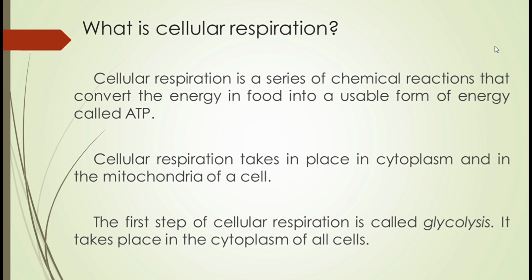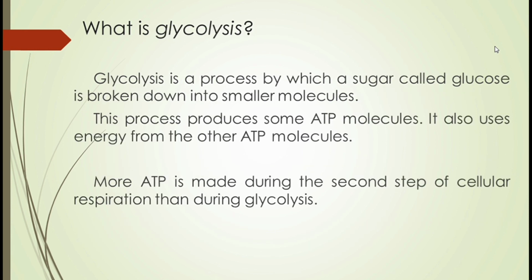The first step of cellular respiration is called glycolysis. It takes place in the cytoplasm of all cells. So, ano nga ba po yung glycolysis? Glycolysis is a process by which a sugar called glucose is broken down into smaller molecules. This process produces some ATP molecules. It also uses energy from other ATP molecules. So, yan po yung glycolysis.